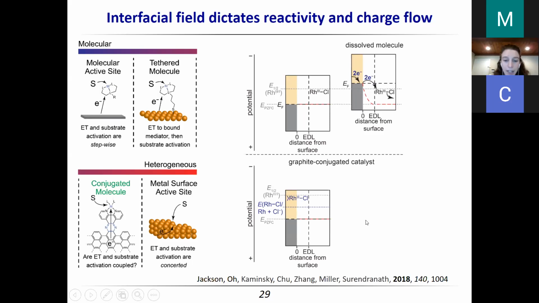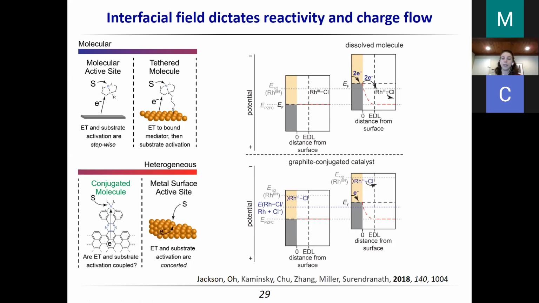For the graphite conjugated version, this time I'm going to apply a potential, same thing. The orbitals of the rhodium are going to move along with the orbitals in the band states of the carbon electrode, and so I don't increase the driving force for reduction of the rhodium species when it's conjugated, and this is why I don't see the oxidation state of the rhodium change.